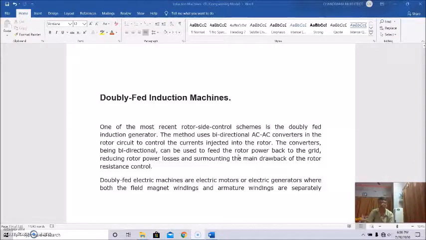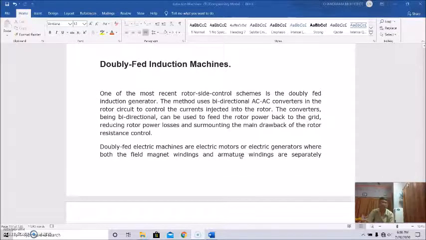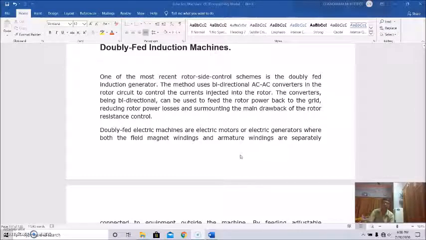Now we'll talk about doubly-fed induction machines. Actually, one of the most recent rotor side control schemes is the doubly-fed induction generator. This method uses bidirectional AC-AC converters in the rotor circuit to control the currents injected into the rotor. The converters, being bidirectional, can be used to feed the rotor power back to the grid, reducing rotor power losses and surmounting the main drawback of the rotor resistance control.